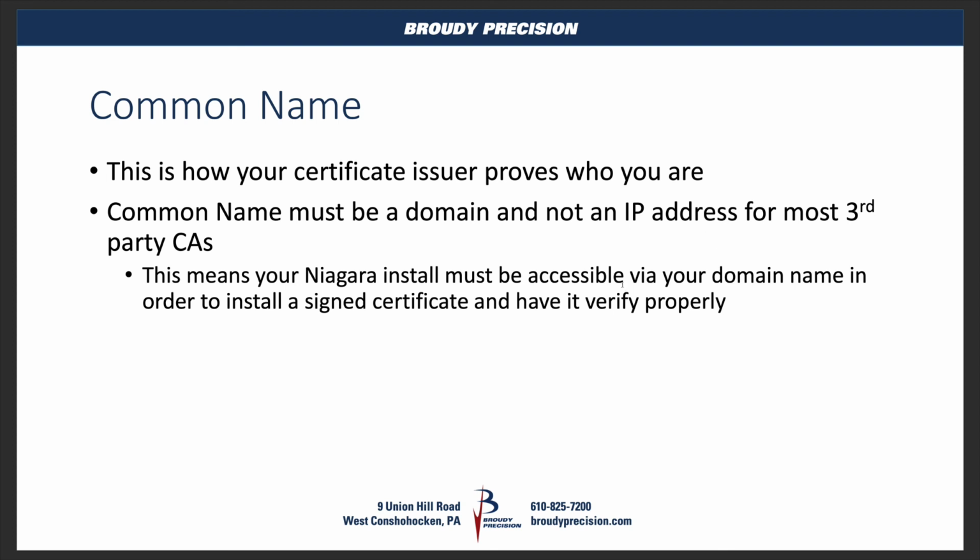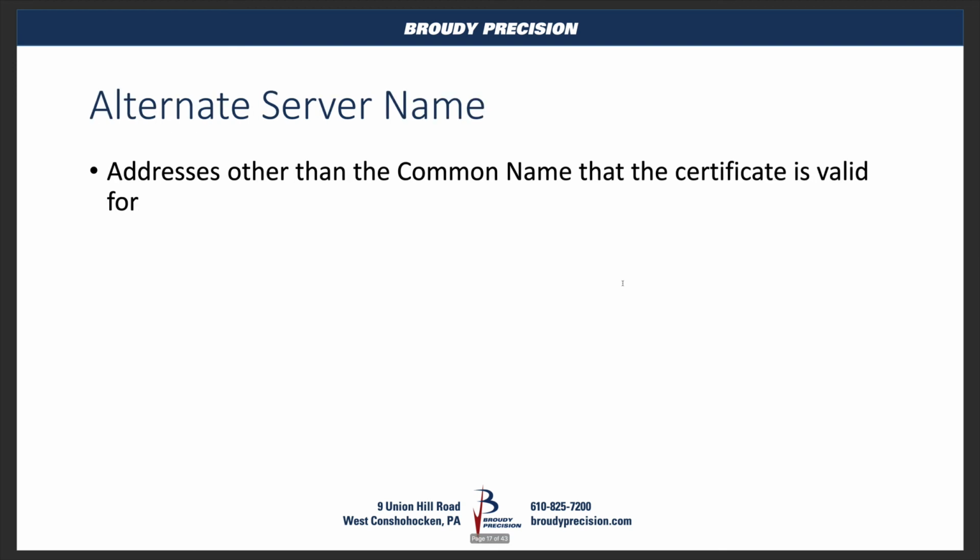And that also means that your Niagara install has to be accessible via that domain name in order to use it. Because if you're not accessing the Niagara install via that domain name and are using an IP address, that certificate is going to come up as invalid. And then, as we talked about before, our alternative server names are just going to be addresses other than the common name that the certificate is valid for.